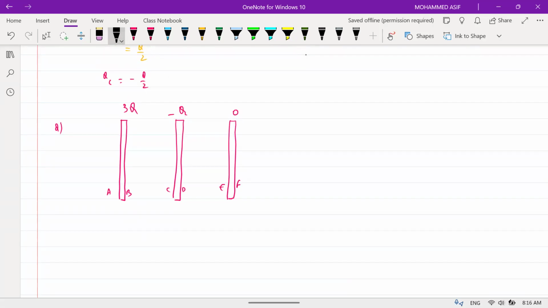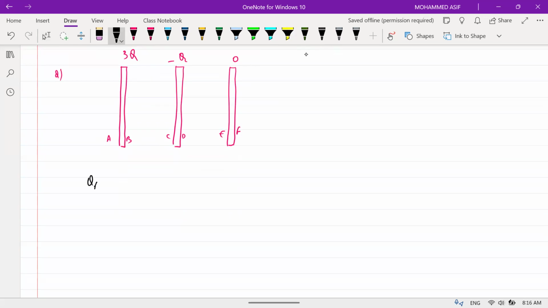Now, first calculate the charge on A and F. Charge on A will be equal to charge on F, I told you. How much will it be, beta? Anyone? 3Q plus 0, minus Q plus 0, divided by 2. So it will be equal to how much value? 3Q minus Q, 2Q. 2Q divided by 2. So charge on A and charge on F will be equal to Q.